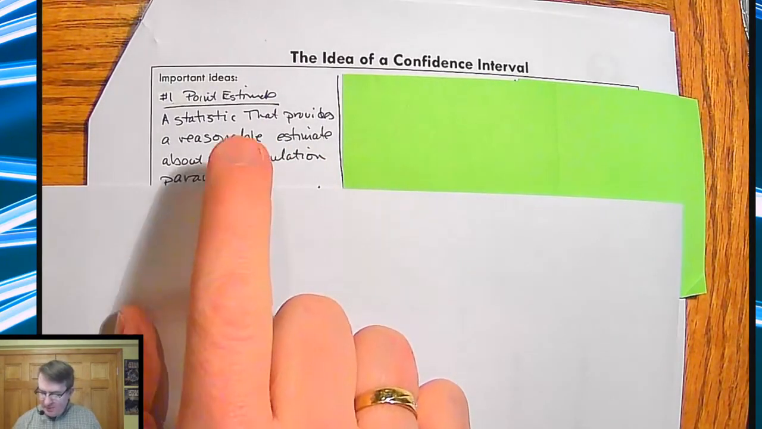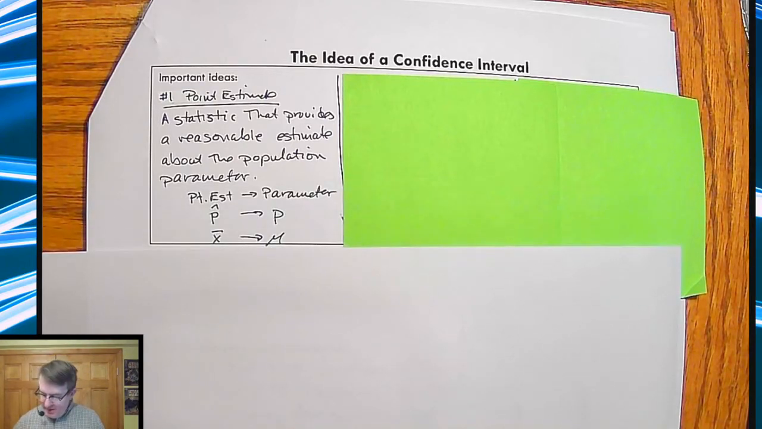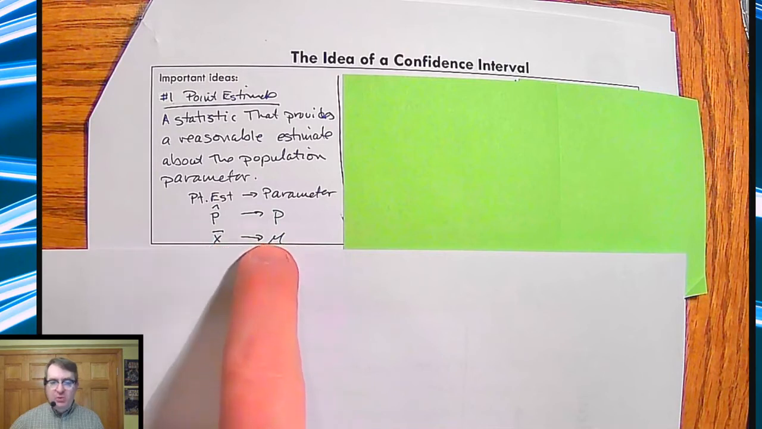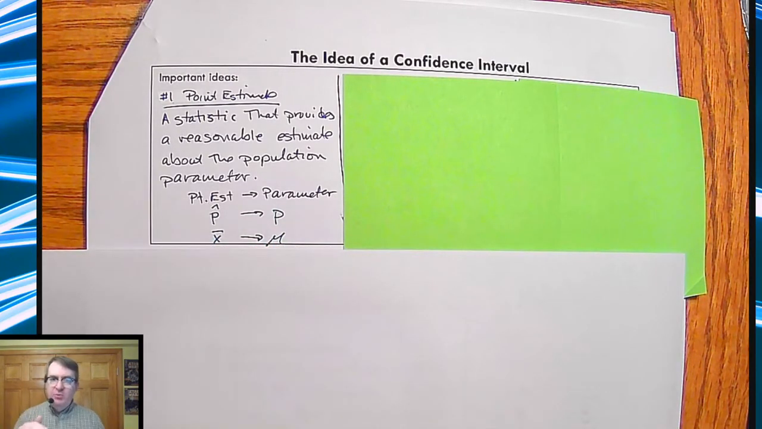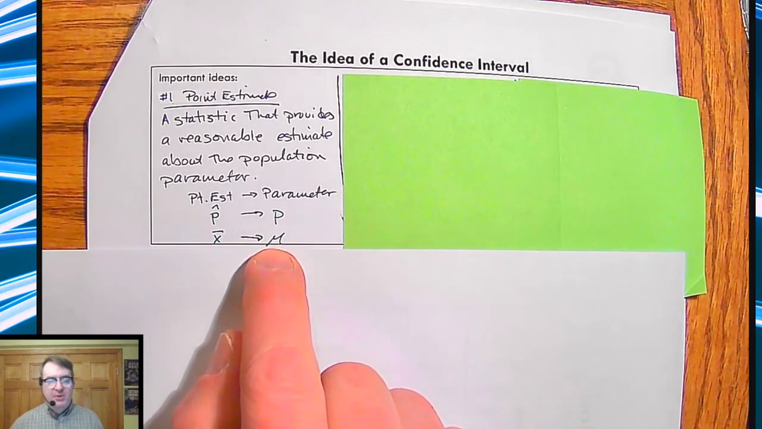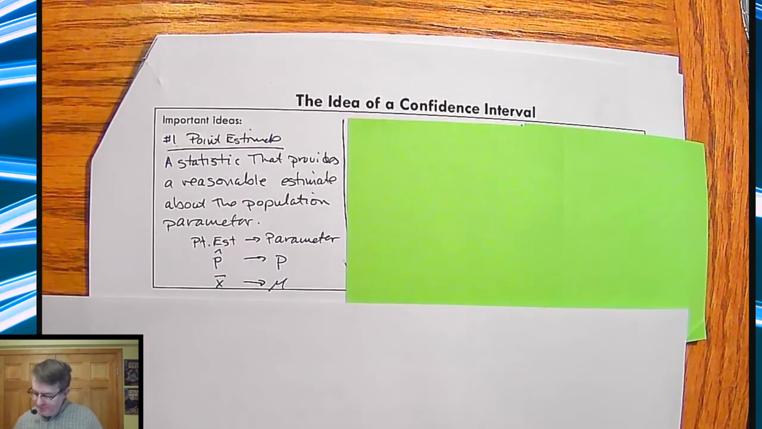Point estimate. A point estimate is a statistic that provides a reasonable estimate about the population parameter. This is usually done by sampling, surveying, that type of thing, and getting information back. Point estimates are to parameters such as p hat is to p and x bar is to the mean. We've already used these, but now you can start to see, since we won't always know what the population parameters are going to be, how we can use these statistics to get us there.